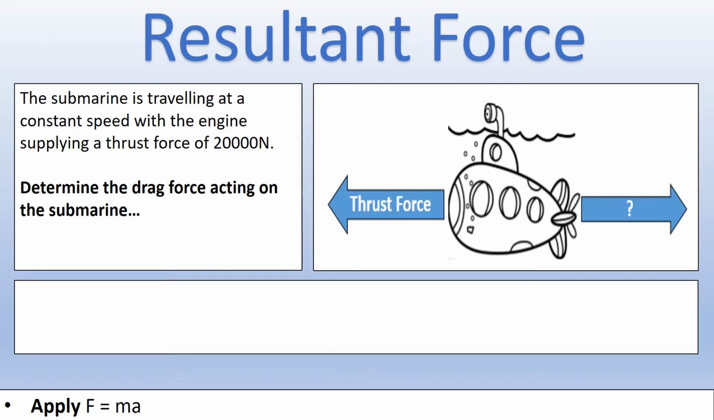Okay, so next scenario, we've got a submarine and it's traveling at constant speed, and its engine is supplying a thrust force, so a forward force of 20,000 newtons. We want to determine the drag force, the one with a question mark you can see on the diagram. So again, have a go, see what you think it is, and then we'll go back to it.